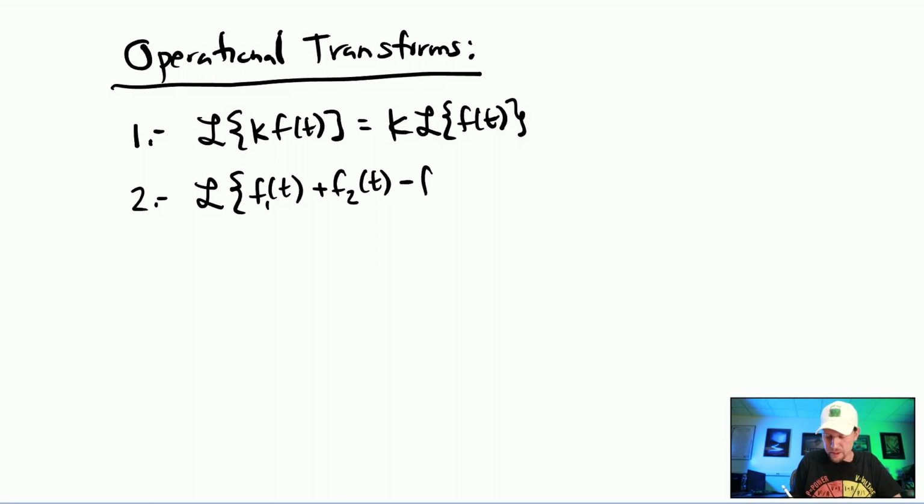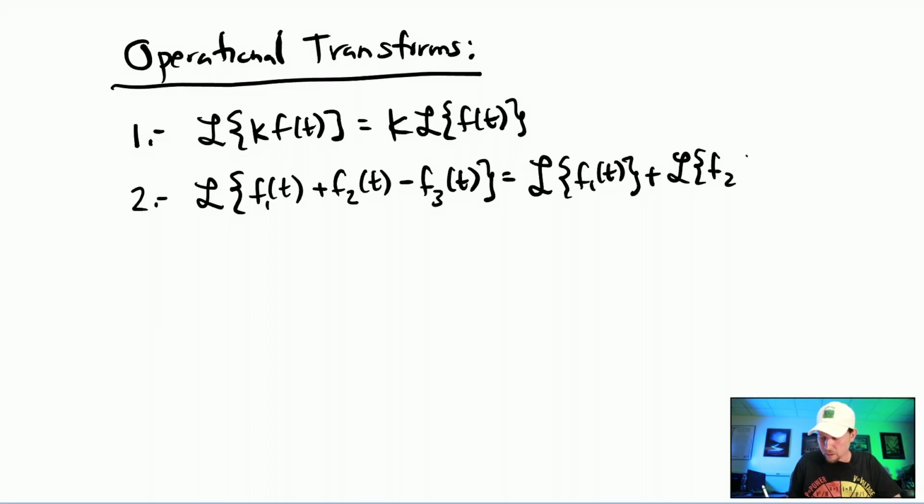So suppose that you had the following Laplace transform that you wanted to find. Well, you could find the Laplace transform of each one of the pieces individually, and then in the Laplace domain, just add or subtract the pieces individually like this. This whole set of arguments also meant that the Laplace transform, as a functional transform, is a linear one, right?